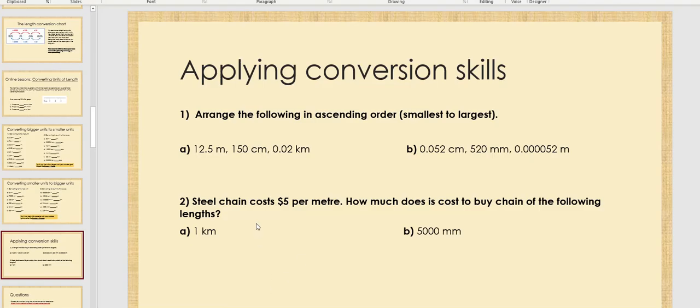For the last question here, it says number 2, steel chain costs $5 per meter. How much does it cost to buy chain for the following lengths? A, 1 kilometer, and B, 5,000 millimeters. So straight away we can see our cost is per meter. We need to convert kilometers to meters and convert millimeters to meters as our first step.